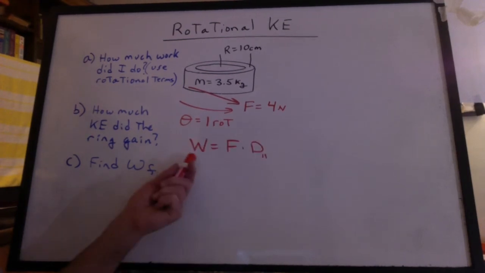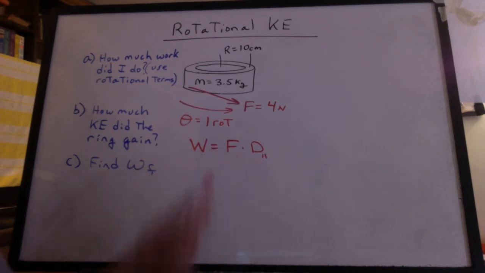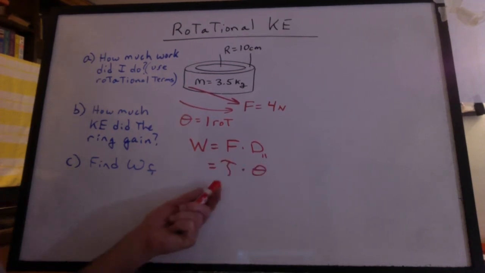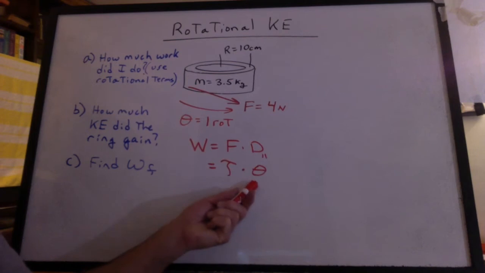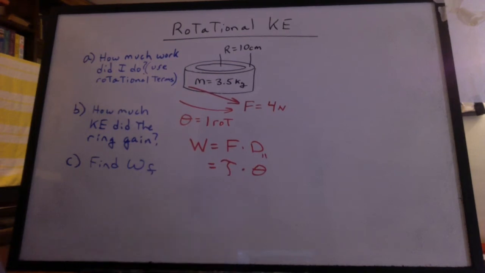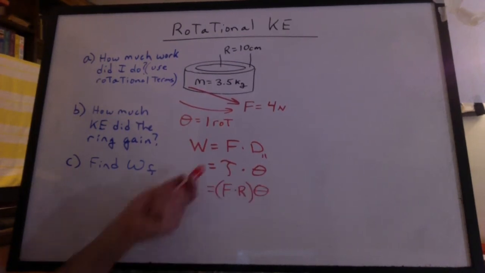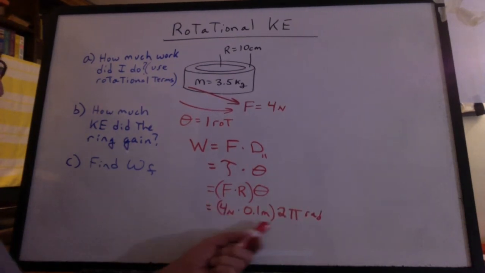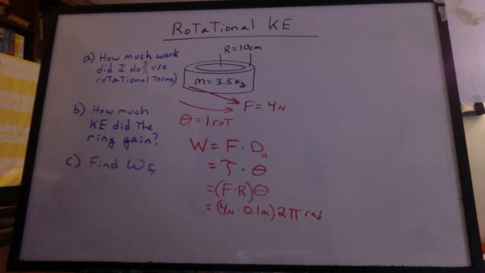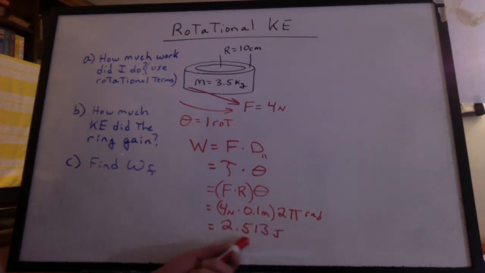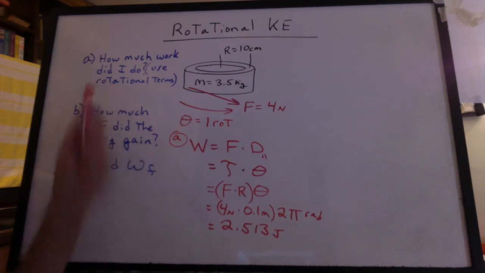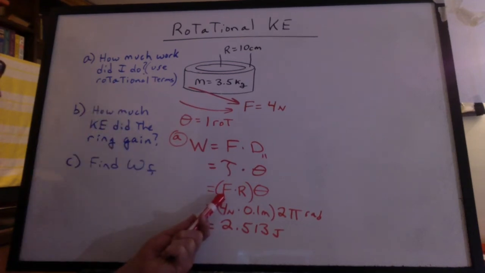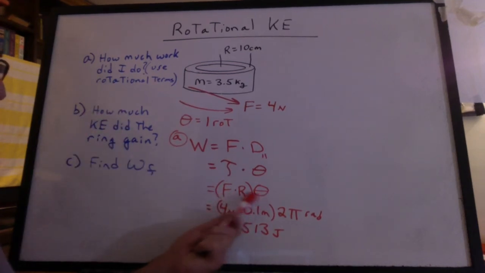Well, we know that work is a force times a distance parallel, which is equivalent to saying torque times an angle. And that angle would have to be in radians. The torque is a force times a radius. We can plug in the data and we have 2 pi radians for 1 rotation. And we get 2.513 joules. Okay, that takes care of A. Of course, you can see that this is the same thing as taking a force times the distance.